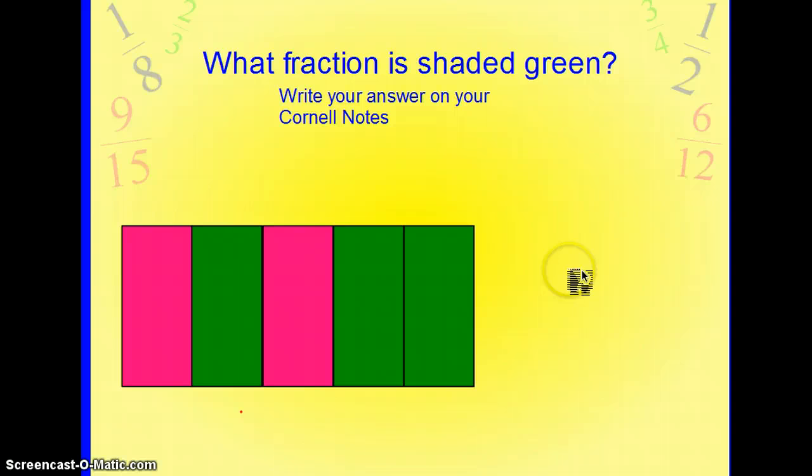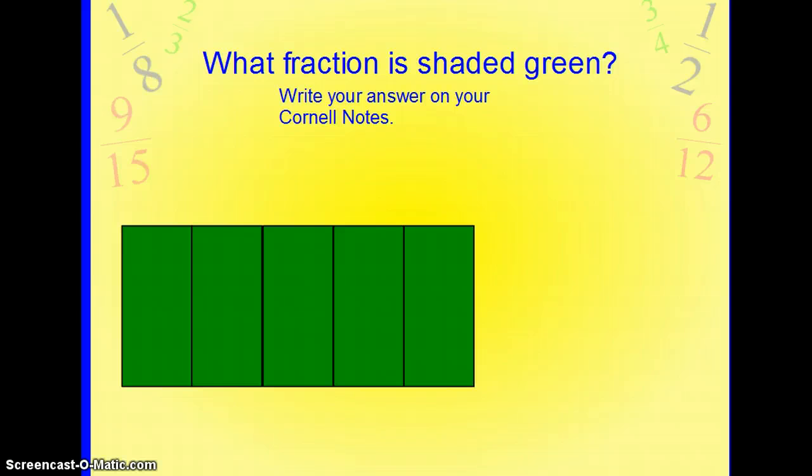Okay, so you should have written: the denominator, the number on the bottom, which represents how many pieces make the whole, would be 1, 2, 3, 4, 5. The denominator would be 5, okay? The question is, what fraction is shaded green? So we would count how many pieces are shaded green. 1, 2, 3. So this model, written in fraction form, would be 3/5.